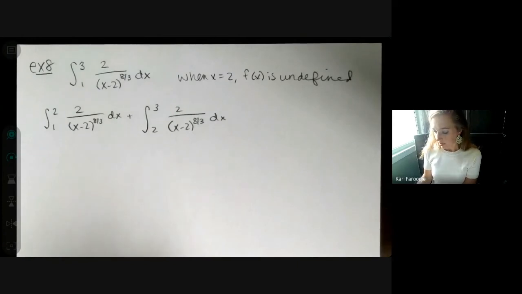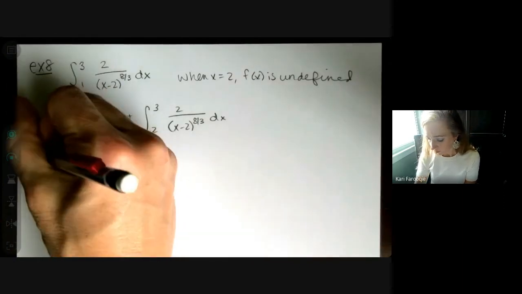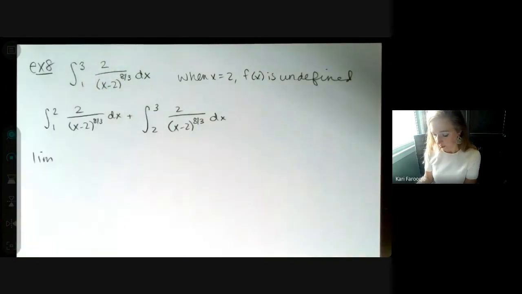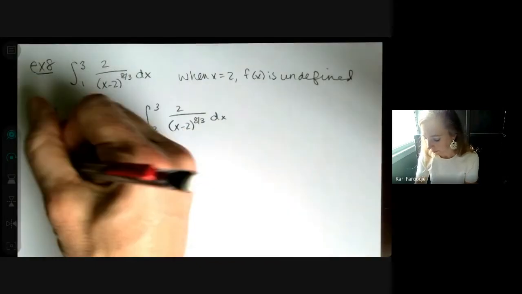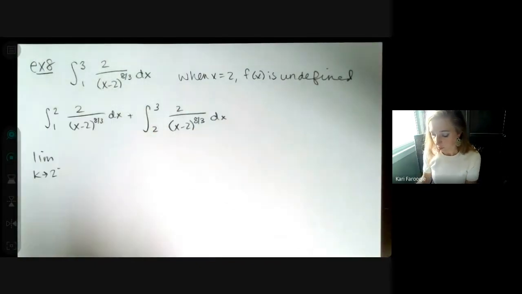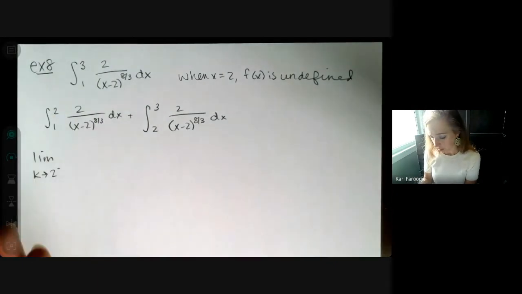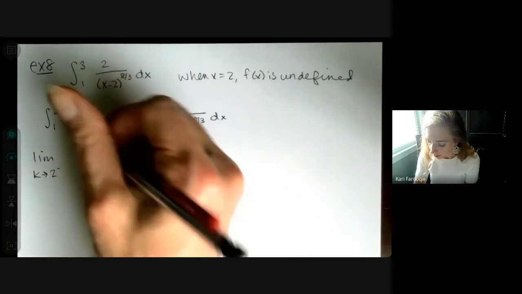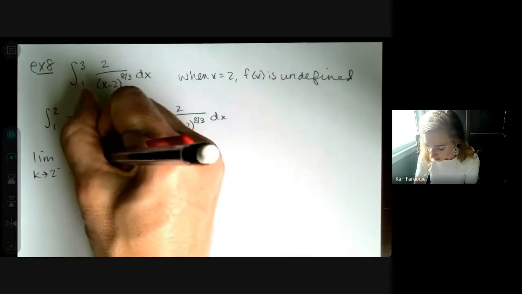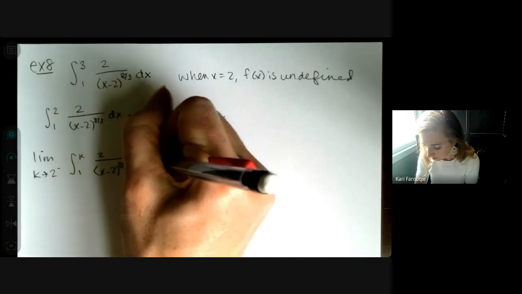One of them is going to go from 1 up to this infinite discontinuity at 2. So that means we're going to set up this limit, and you pick your variable. I'm going to go from k to 2, and I'm going to approach 2 from the left because I'm going from 1 to 2. The only way I can approach there is from the left. And then I'm going to take the integral from 1 to k of 2 over x minus 2 to the 8/3 dx.